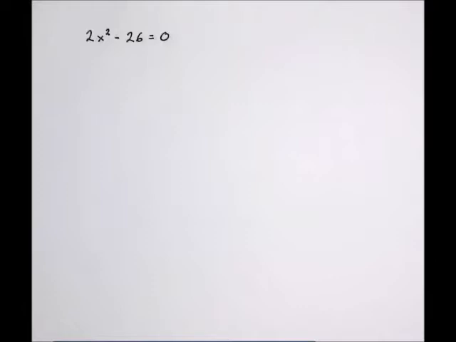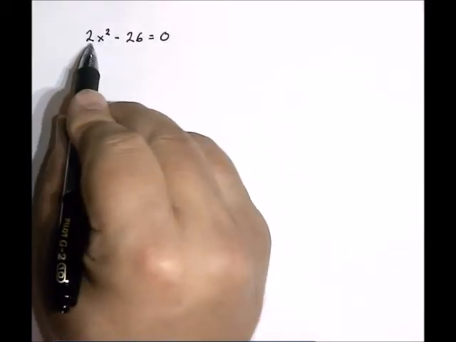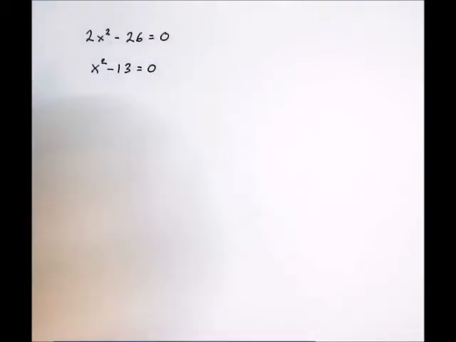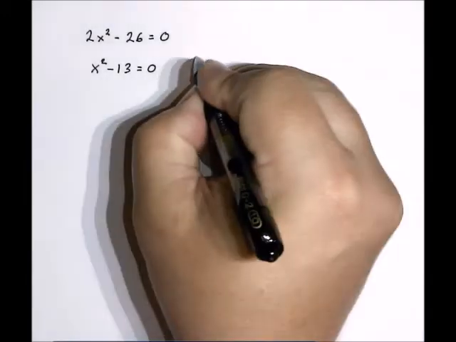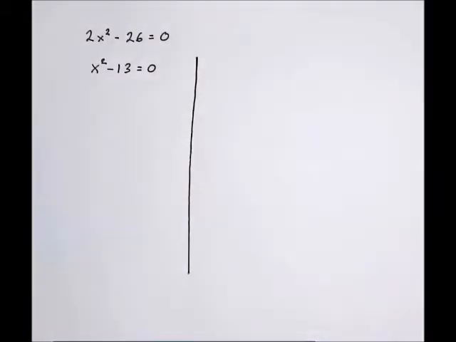Alright, here's one that we can solve in a couple of different ways. First thing we want to do is try and reduce this as much as possible. So let's divide both sides by 2. In other words, we'll divide this by 2, and this by 2. So we get x squared minus 13 equals 0. Now we have two ways to solve it. Actually, three ways. And the method you use is entirely up to you.